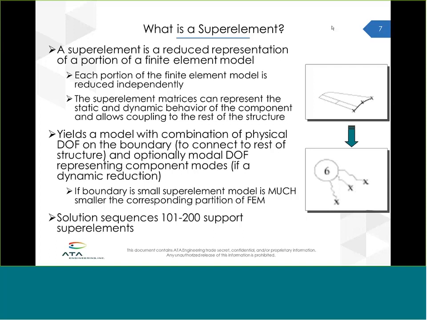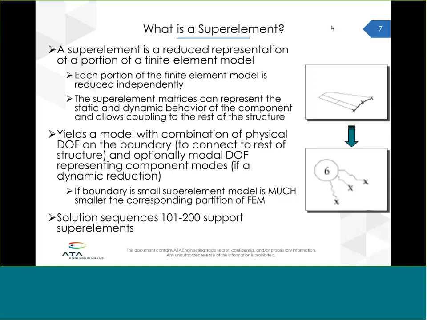One of the things you'll see sprinkled throughout is this idea that the number of boundary degrees of freedom needs to be small compared to the full-size FEM. If the number of boundary degrees of freedom grows too large, you very, very quickly lose the computational benefit of superelements. So you'll see that throughout. We'll hit that a few different times.